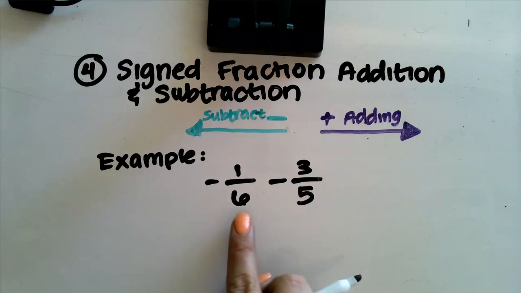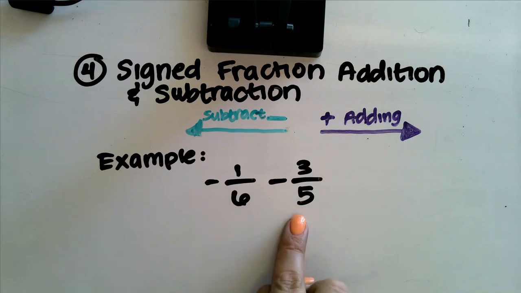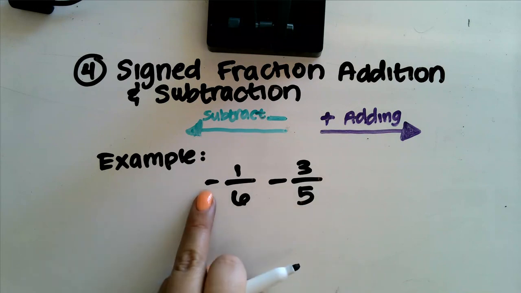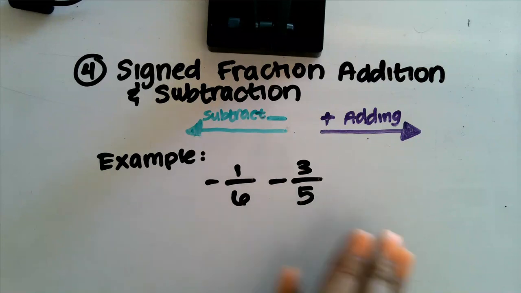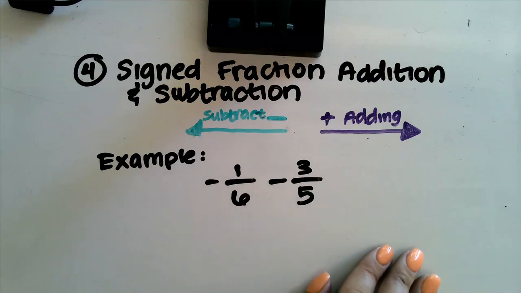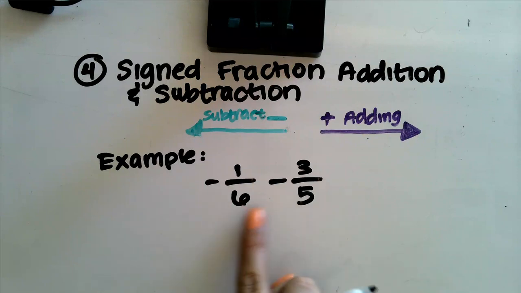So let's go ahead and do an example of negative 1/6 minus 3/5. Now, the only difference here is that one of these guys is a negative, and that's pretty much it. The only thing that's different is that there's a negative sitting in front of our 1/6. We still have to find a common denominator between our two fractions, so let's go ahead and do that.